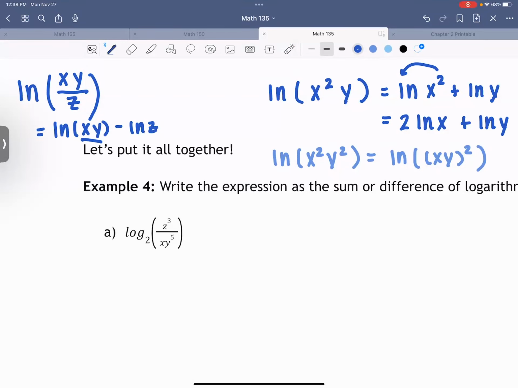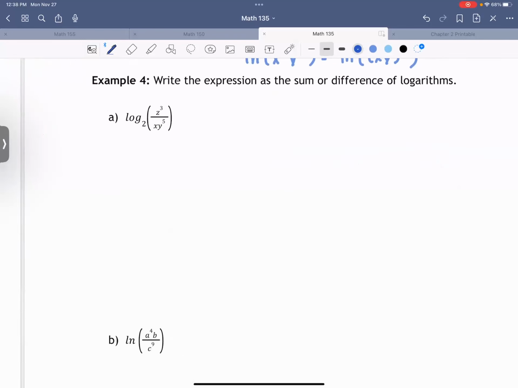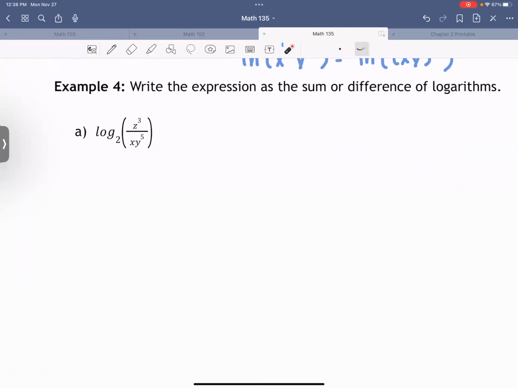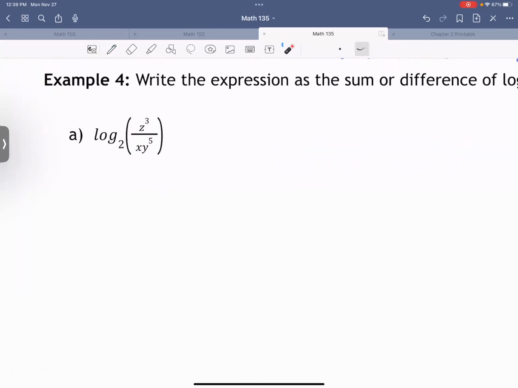I just wanted to run those basic examples by you first. Let's do example 4a, okay? So I have log base 2 of z cubed over xy to the fifth. There is a combination of everything here, right? I have a power, I have division, I have multiplication. Which one am I going to undo first? The division, right?